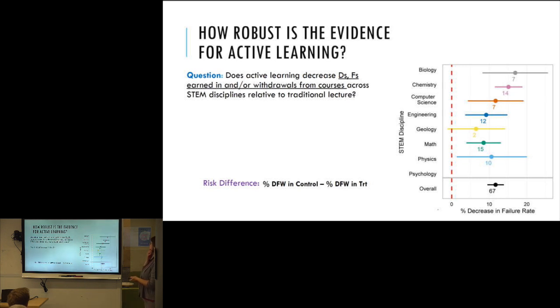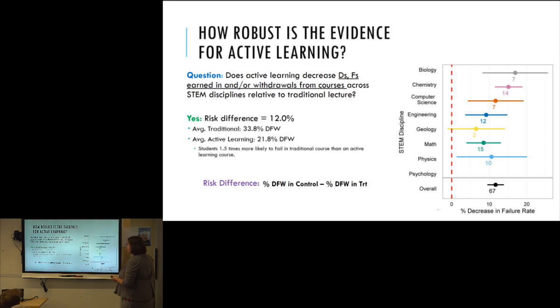So what we see here is a risk difference of about 12%. So active learning reduced the failure rate by about 12%. In the traditional class, the average failure rate was about 34%, and in the active learning class, the failure rate was 22%. Another way to think about it is that students were 1.5 times more likely to fail in the traditional course than in the active learning course. Just to put that in a little context.